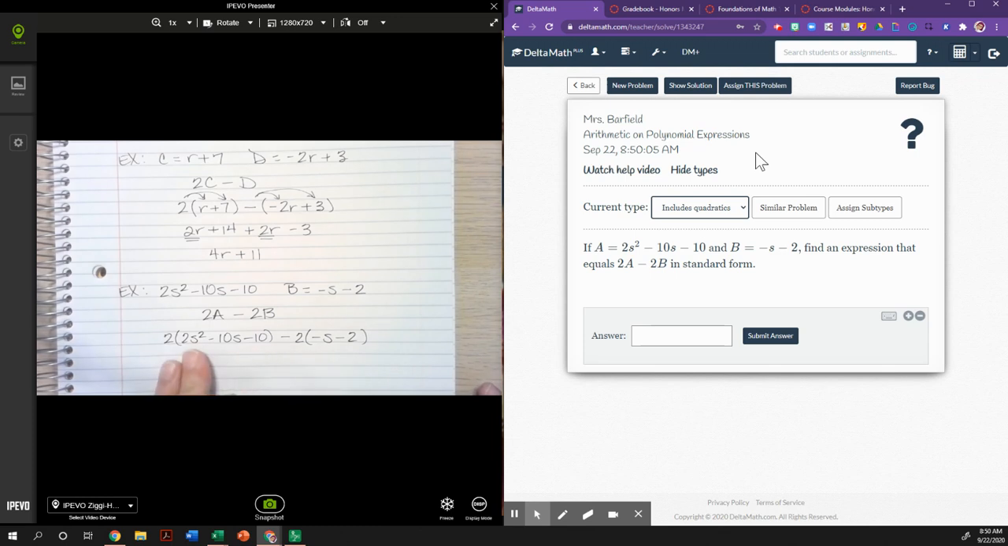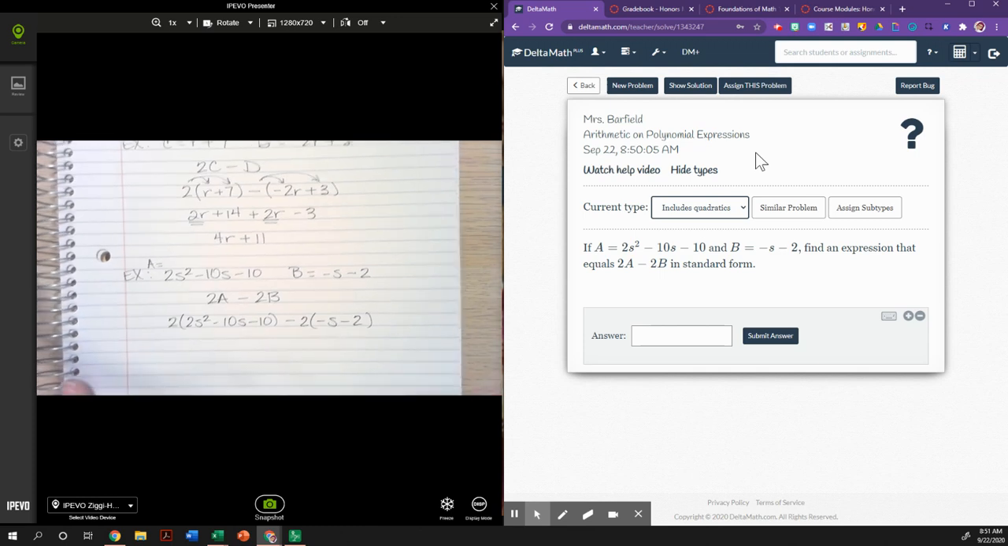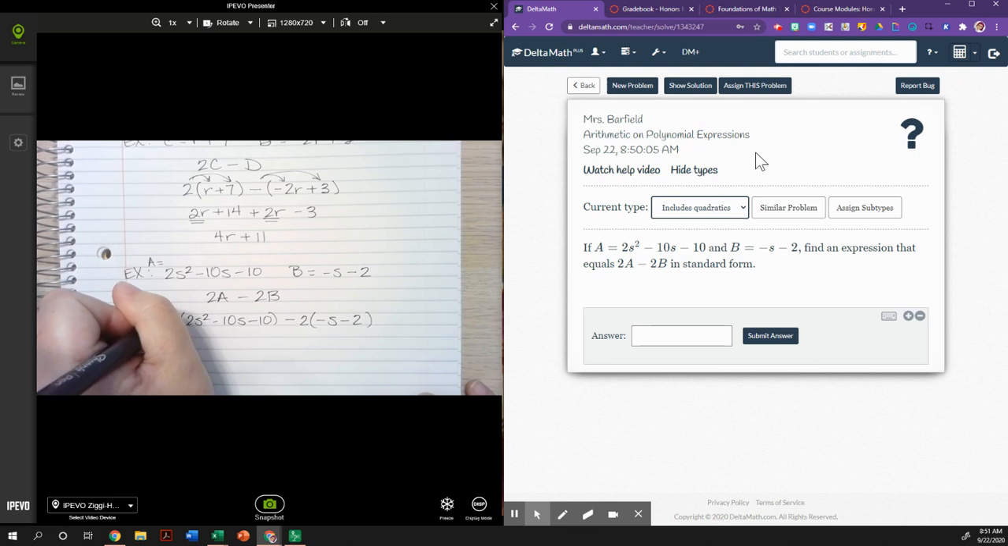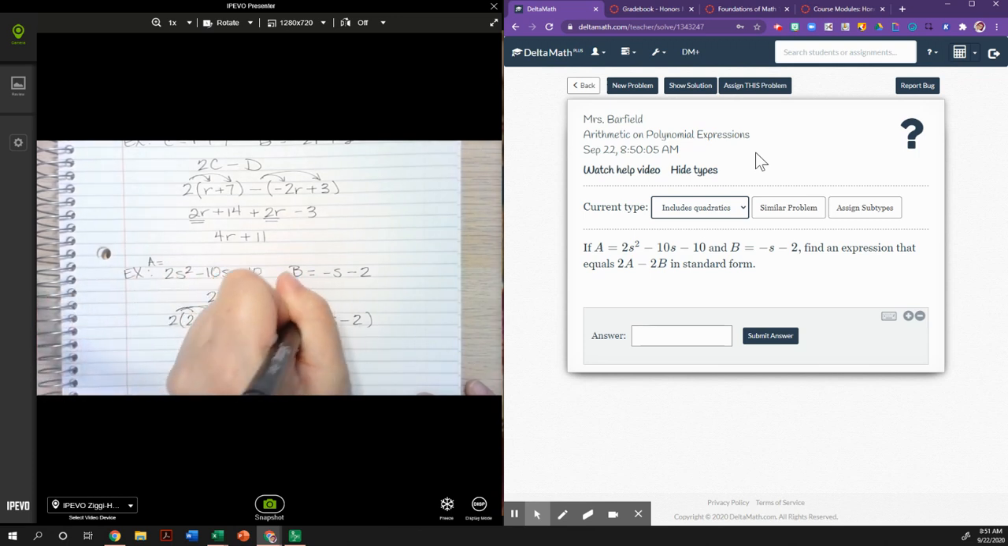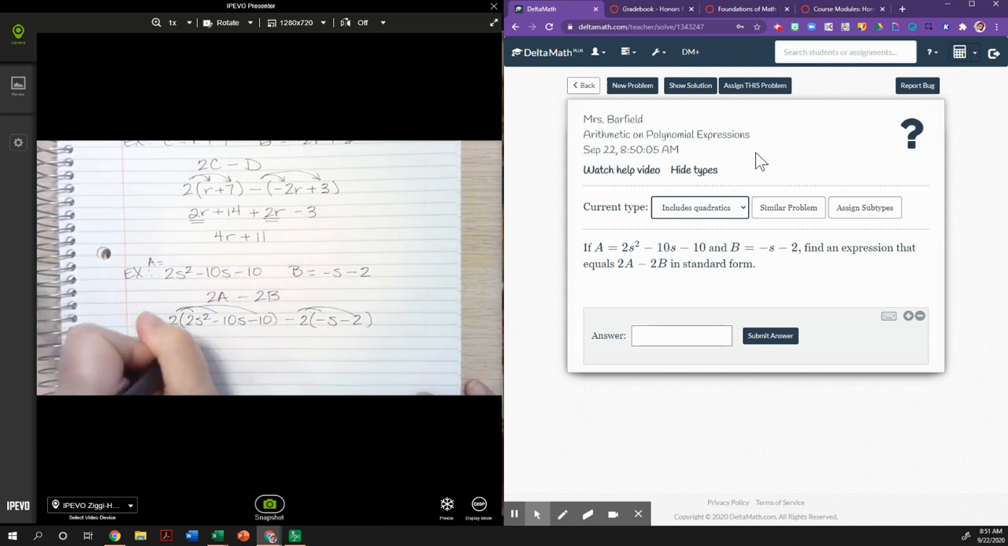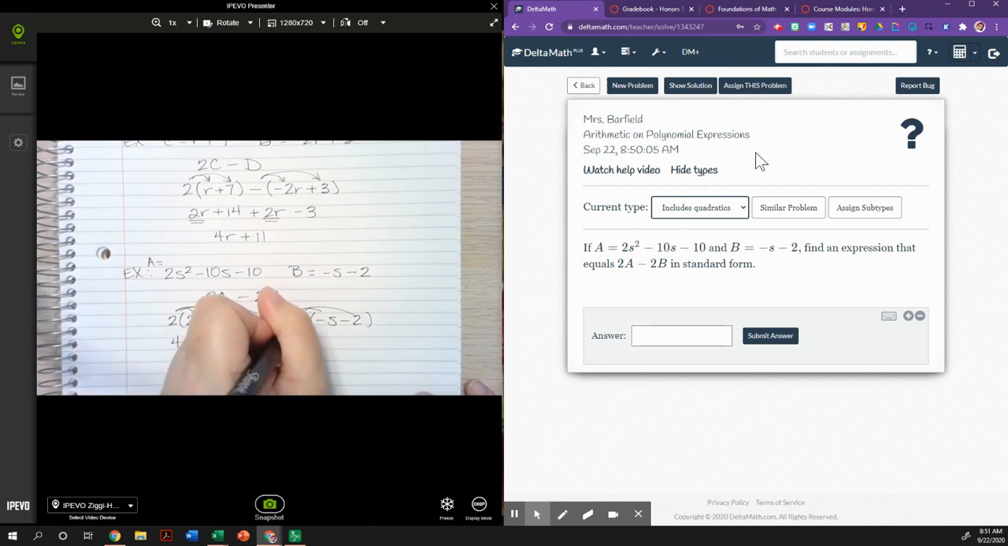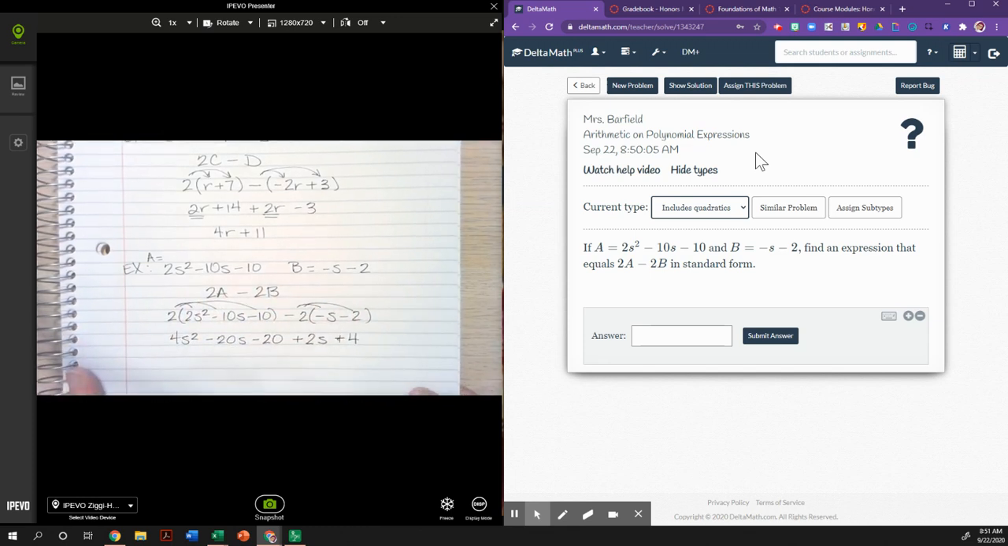Okay, so put parentheses and also put the polynomial. So this was a equals. Put the correct polynomial in the correct location. Okay, that's really what you're doing here. Okay, all right. So now I'm going to distribute. So 2 times 2s squared is 4s squared. 2 times negative 10s is negative 20s. 2 times negative 10 is negative 20. Negative 2 times negative s is plus 2s. Negative 2 times negative 2 is plus 4.